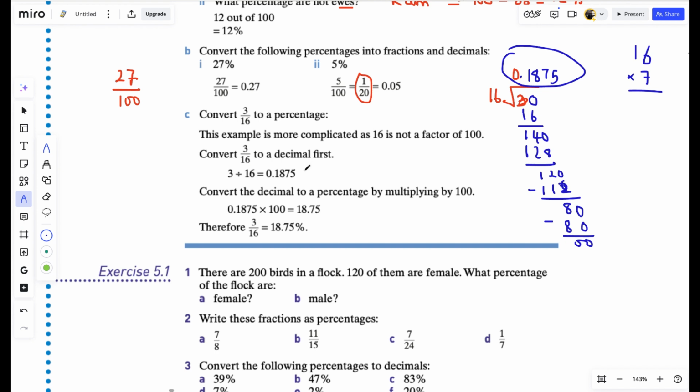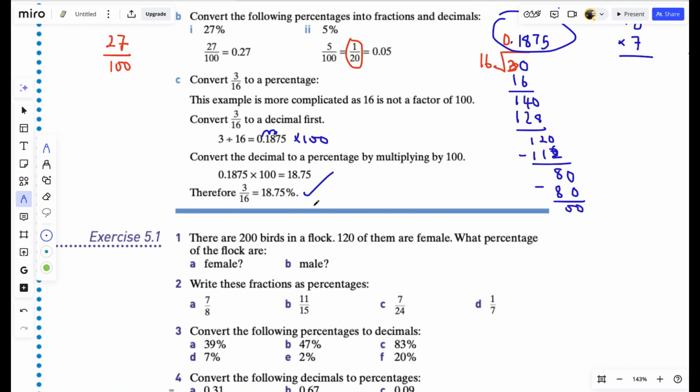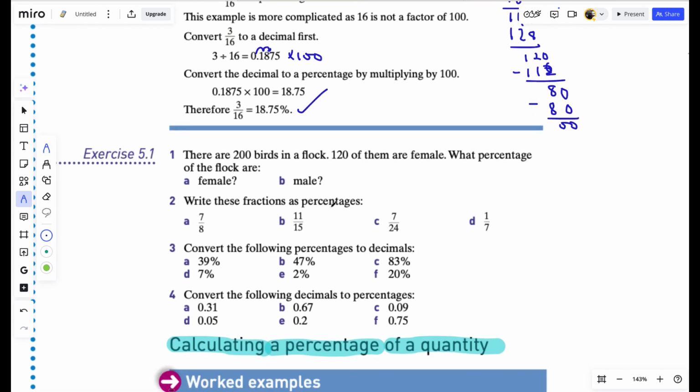So to change it to percentage, just multiply by 100. If you multiply this by 100, you move the decimal twice to the right. 1, 2. That's the meaning. You don't need to press the calculator. You say 18.75. So your percentage will be 18.75 if you're changing 3 over 16 to percentage. So what we have done, we succeeded in changing it to decimal, at the same time changing it to percentage. Is that okay? So we move on quickly.